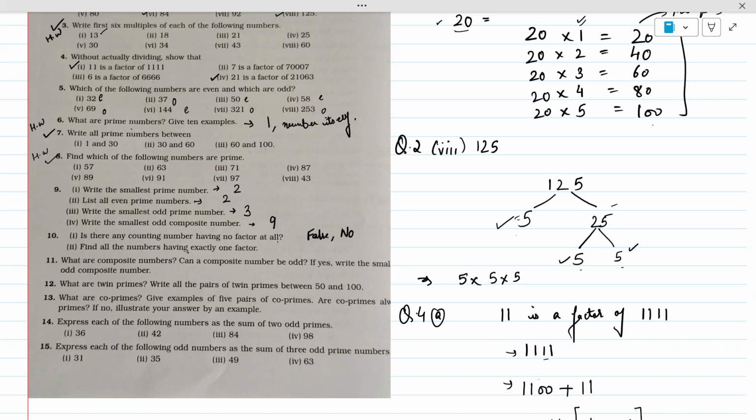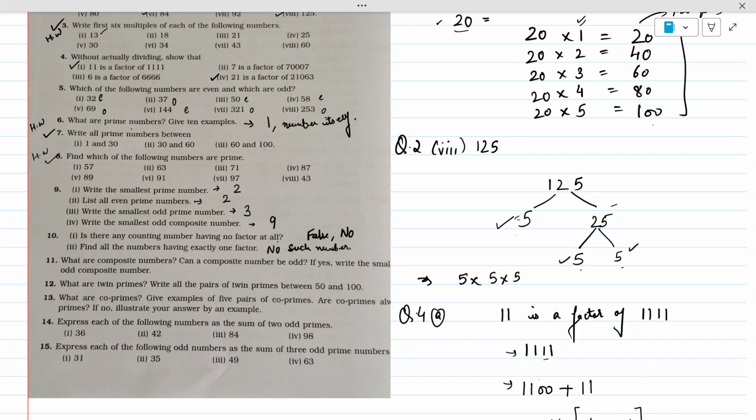Find all the numbers having exactly one factor. So we always have two factors, one and the number itself. So the lowest number of factors will be 2. So we can write no such number.